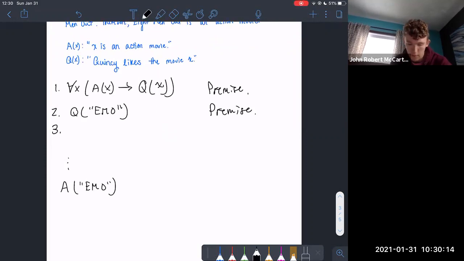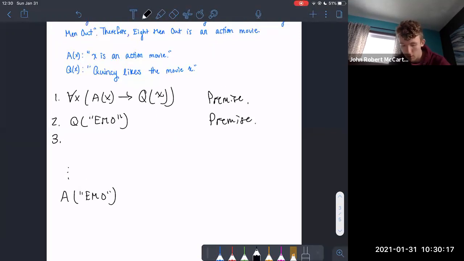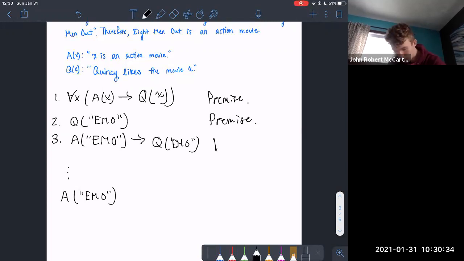Again, you should be getting pretty familiar with how to use for all elimination to our advantage here. So we want to instantiate A of x implies Q of x for 8 Men Out. So we have Q of EMO, A of EMO implies Q of EMO, and we want to be able to conclude A of EMO.